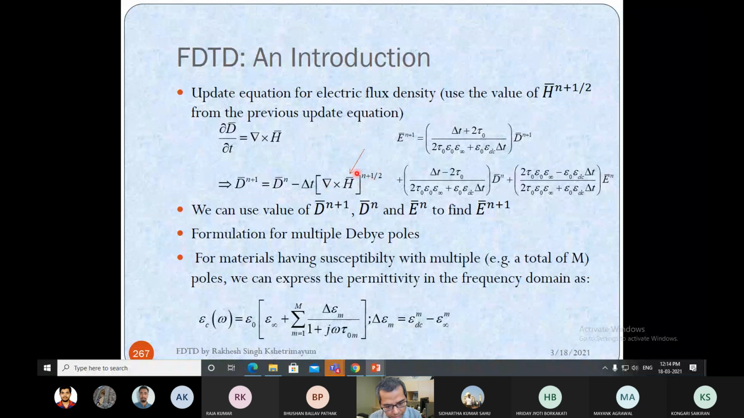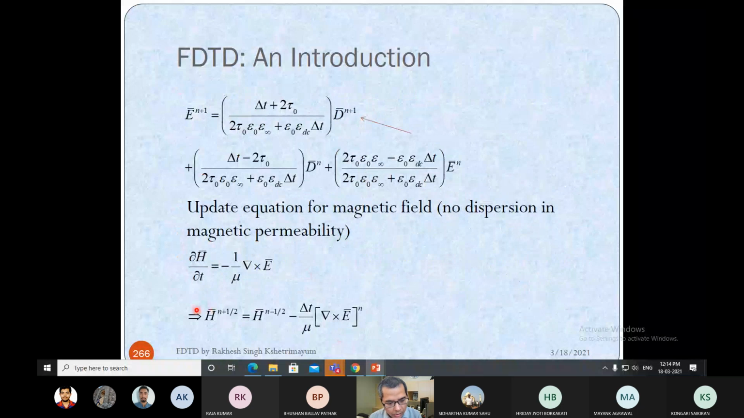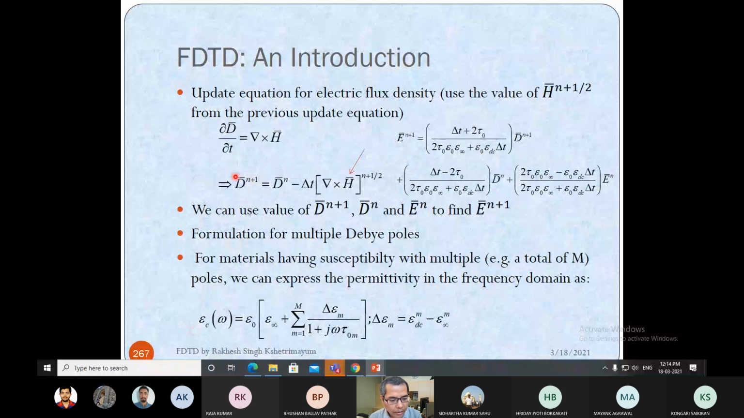So I can find out H n plus half from the earlier equation and substitute it here, then I can find out what is D n plus 1. Once I have this D n plus 1, and I know D n and E n, I can find out what is E n plus 1. That's the procedure. We want to write the update equation for the electric field. Once I know D n plus 1, and I know the value of D n and E n of the previous time instant, I can find out E n plus 1.